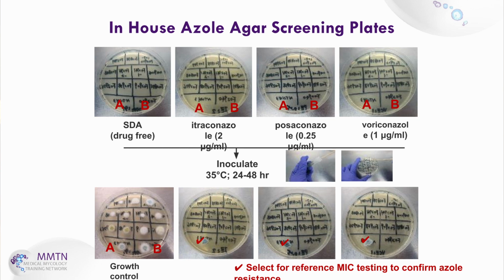After 1 to 2 day incubation, isolates A and B are supposed to grow on the growth control drug-free well. Isolate B did not grow on the azole-agar plate, so it was considered azole susceptible. But isolate A grows on this azole-containing agar, so it was considered potentially azole-resistant and should be subject to reference MIC testing using broth microdilution method to confirm azole resistance.